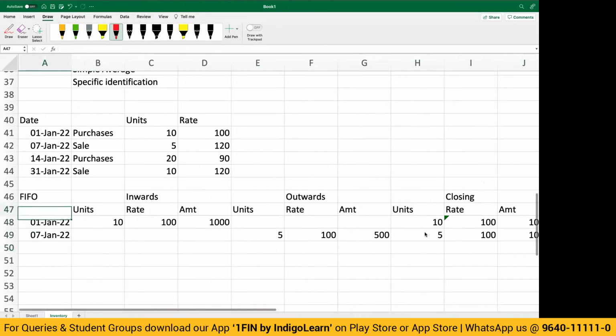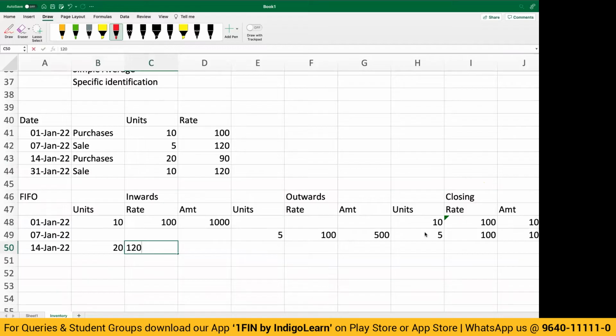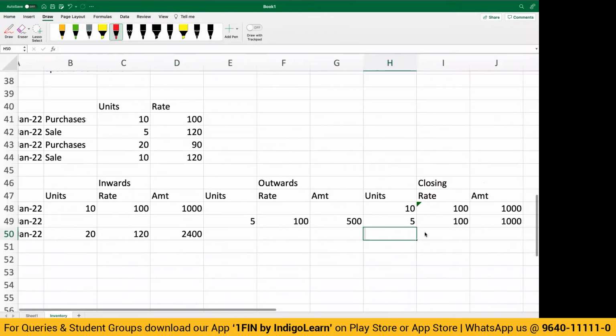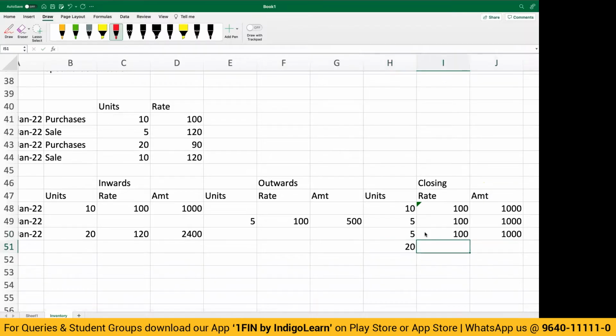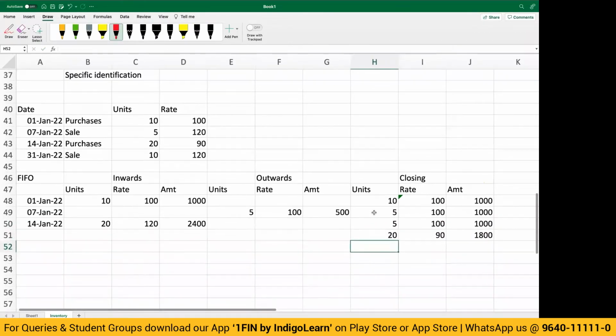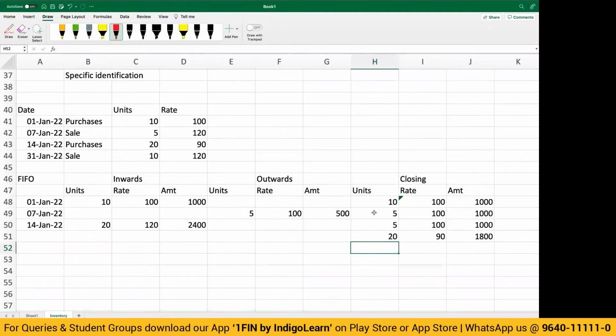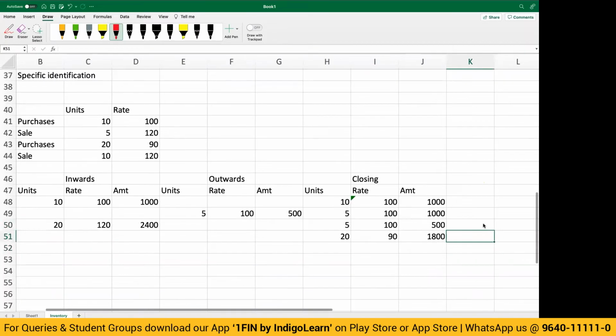Then you again make a purchase on 14th of January. Inward is 20 units at the rate of 90. Amount is 1800. Your closing balance will be 5 at 100, and 20 at 90. 5 at 100 wouldn't it be 500, sir? Yes, 5 into 100, 500. Thank you. So the value of inventory will be 2300.